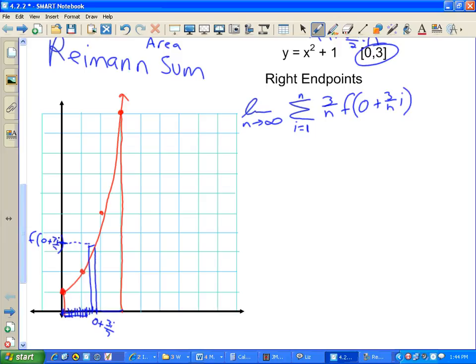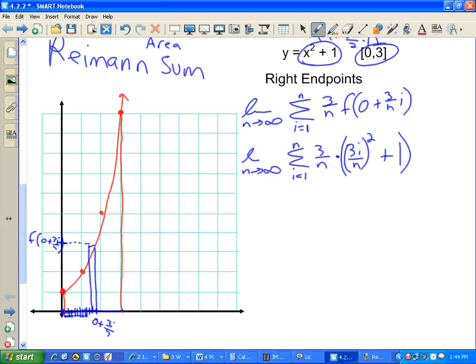So now what I want to do is instead of having this f, I want to use my actual function. So I want the limit as n approaches infinity of the sum as i goes from 1 up to n of my width times my function evaluated at this number. I really don't need the 0 because I'm adding 0 to something. So I just need the function at 3i over n. So that means I'm putting 3i over n in for x. So I'm going to have 3i over n squared plus 1. Okay, and that's my function at that value.